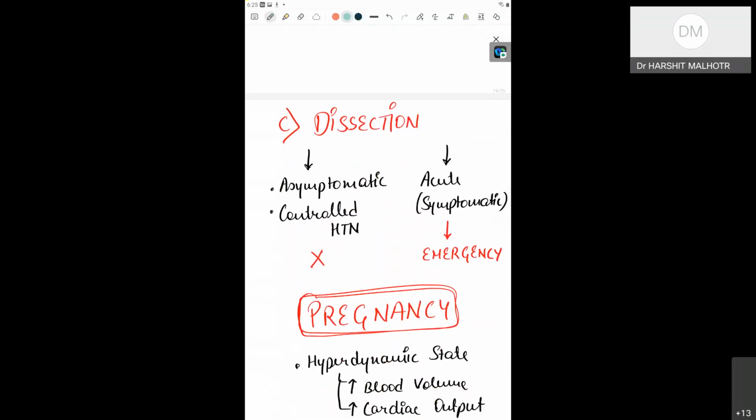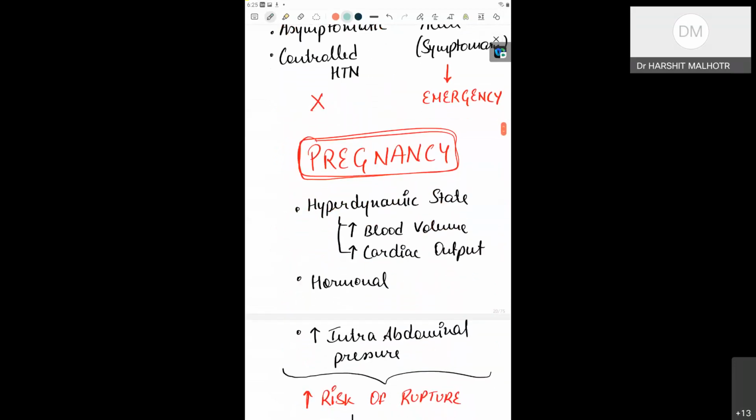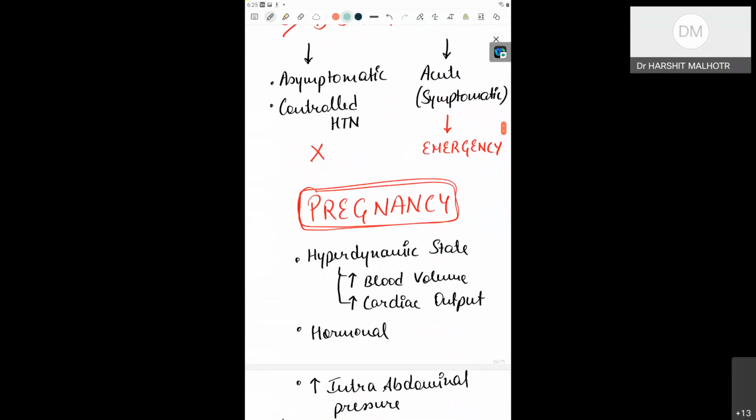Dissection is mostly asymptomatic, and in a case of dissection, if there is controlled hypertension, there is no need of intervention. But if there is an acute dissection which is symptomatic, then it is an emergency and needs to be managed on an emergent basis.